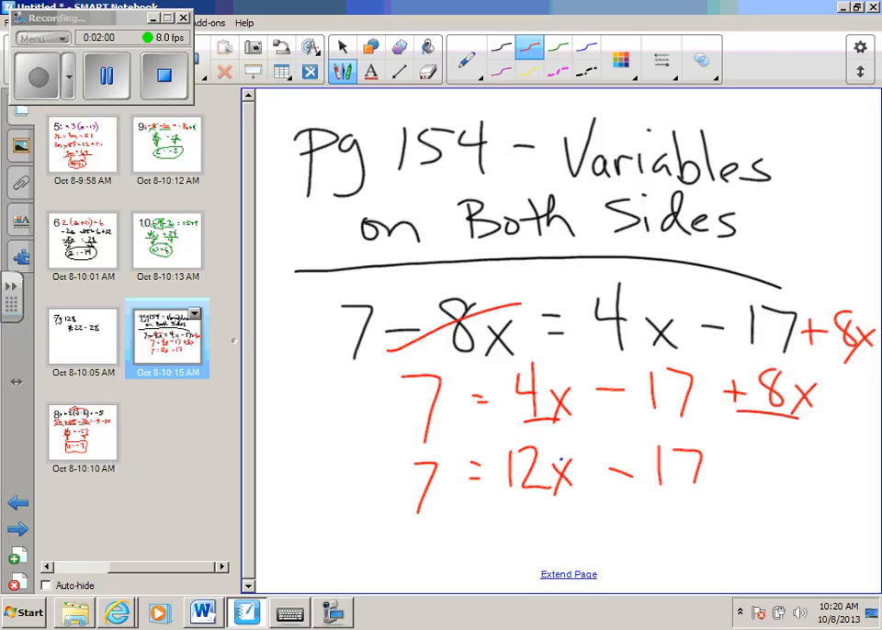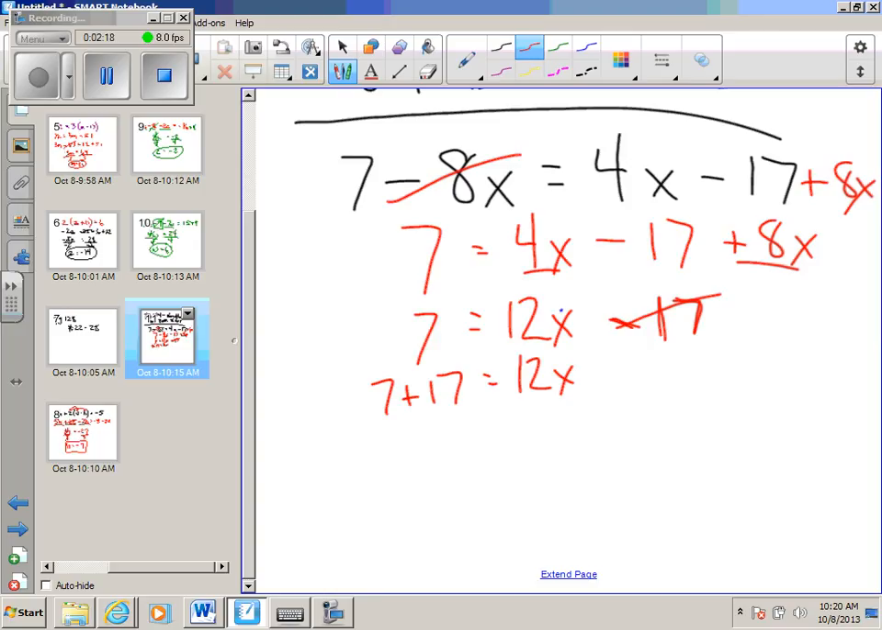So if I've got my positive 12x over on this right side, I need to get rid of this negative 17. How? Both sides. So 17 plus the 7. Okay. What is 7 plus 17? Becoming clearer now? Okay, divide both sides by 12, and x will equal 2.